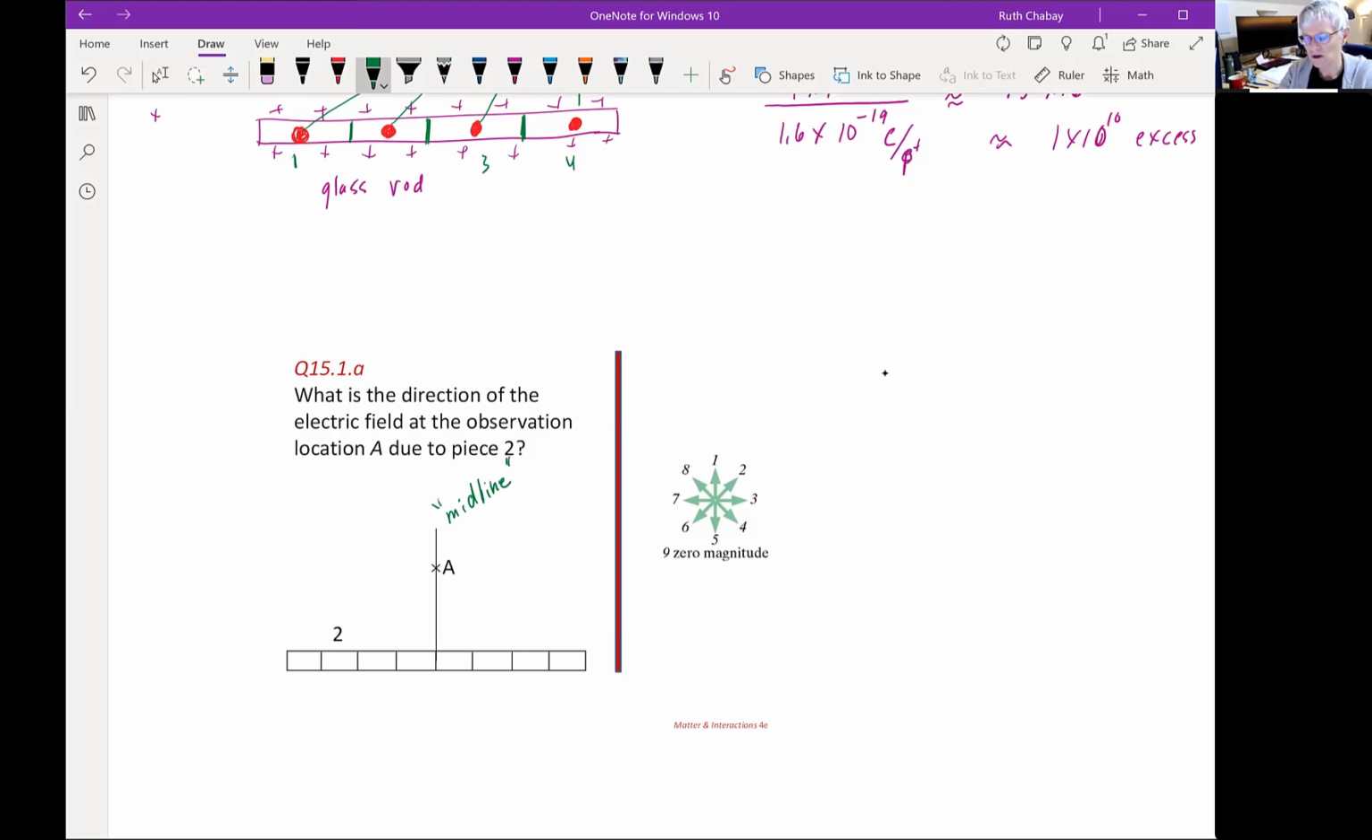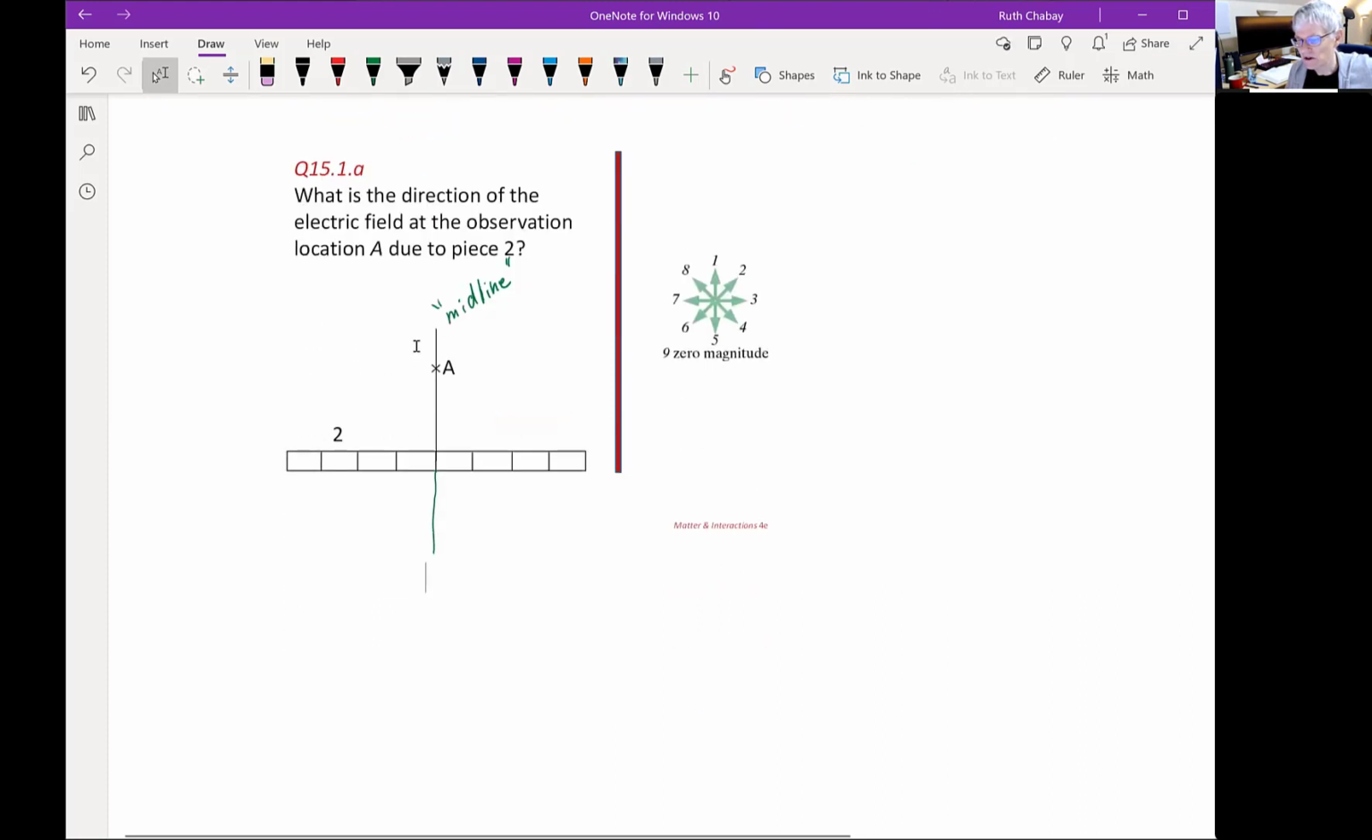This is a line that's perpendicular to our rod, and we're assuming the rod's pretty thin here. So it's perpendicular to the rod and goes through the middle of the rod. So we picked an observation location along this midline here. And that's obviously a pretty symmetric location because it's in the middle. Half the rod's on one side and half's on the other. And so that's a situation where we might hope to be able to get an analytical expression, which we'll eventually get to.